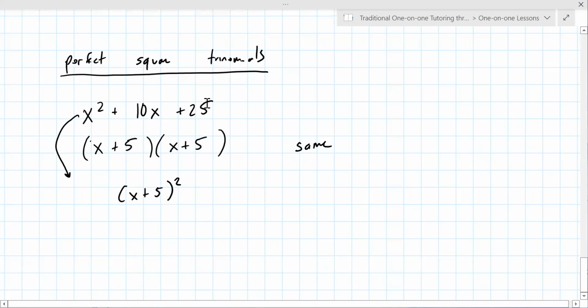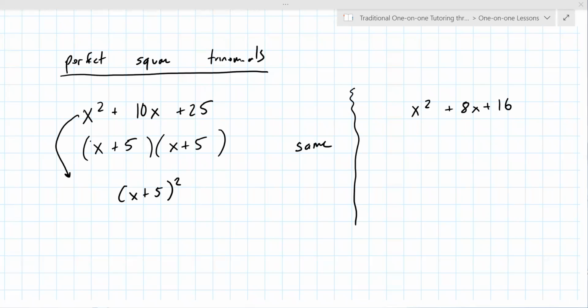The square root of 25 is 5. Okay, so let's try another one here. Let's say I give you something like x squared plus 8x plus 16. What would this be as a perfect square trinomial?